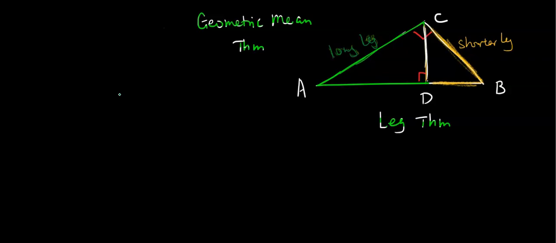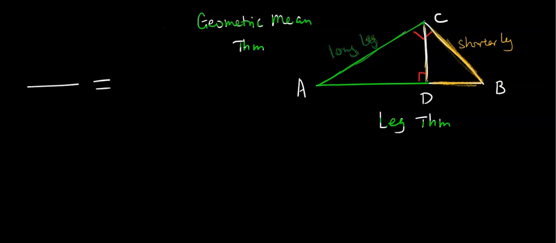The length of each leg of the right triangle is the geometric mean of the length of the hypotenuse and the segment of the hypotenuse that is adjacent to the leg. That's the projection I talk about. The segment AD is adjacent to AC. BD is adjacent to BC. Now, I'm going to write down this relationship in words.